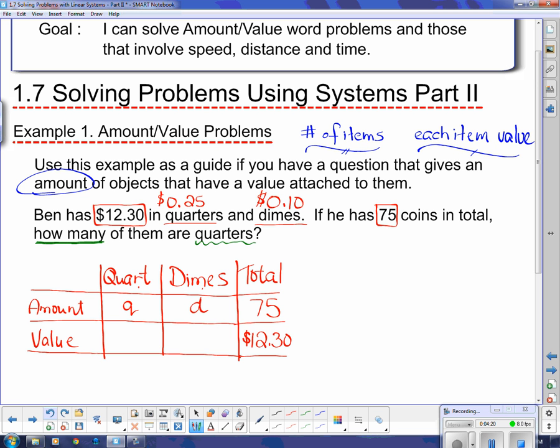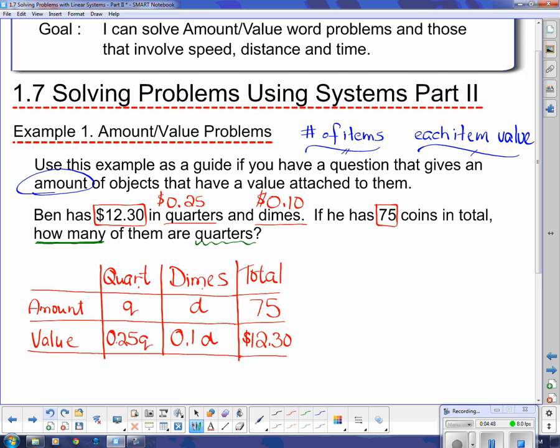In that box. Now the only thing left to figure out is what is the total value of the quarters and what is the total value of the dimes. Well, since quarters are worth 25 cents each, I have to multiply how many of them I have by 25 cents. So we go 0.25 times Q. And dimes are worth 10 cents each, so I have to do 0.1 times D.